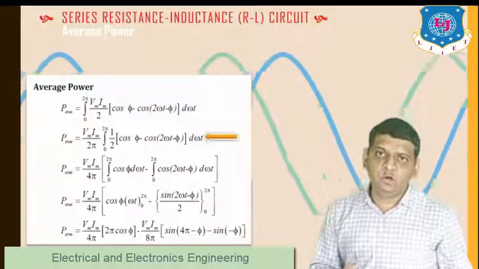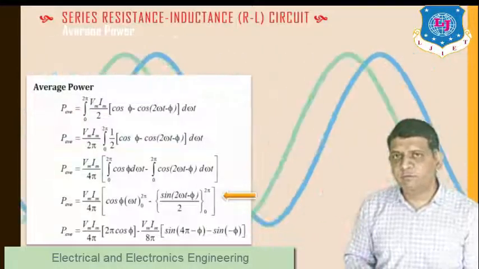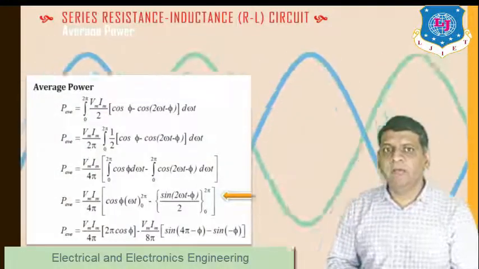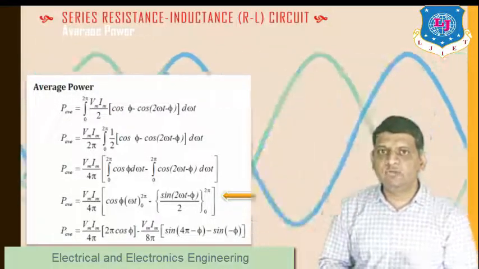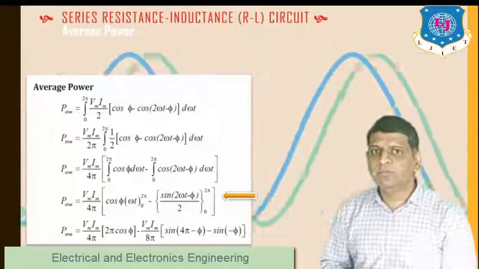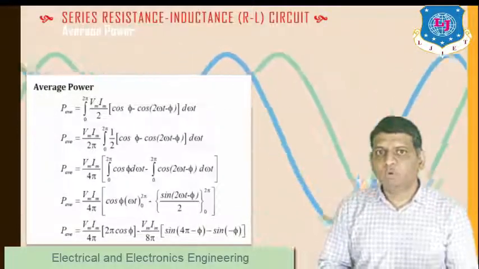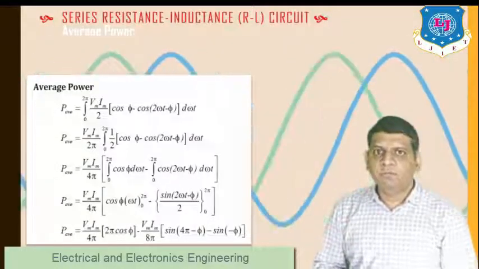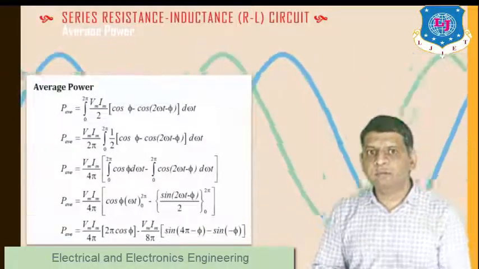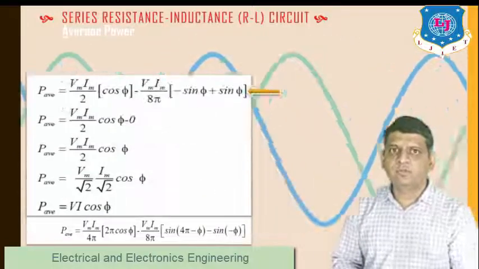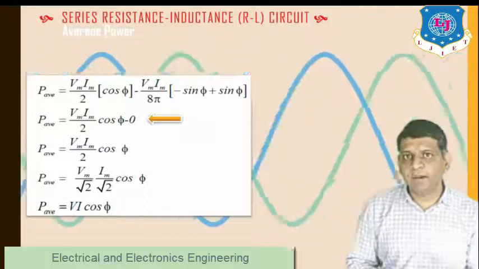Right? Now, taking the individual integrations, you can find the equation P average is equal to Vm Im by 4 pi in bracket cos phi times omega t from 0 to 2 pi limit, minus sin(2 omega t minus phi) divided by 2 from 0 to 2 pi. So from this you can find P average is equal to Vm Im by 4 pi in bracket 2 pi cos phi, minus Vm Im by 8 pi in bracket sin 4 pi minus sin minus pi.